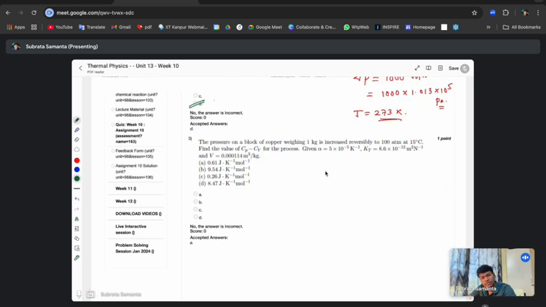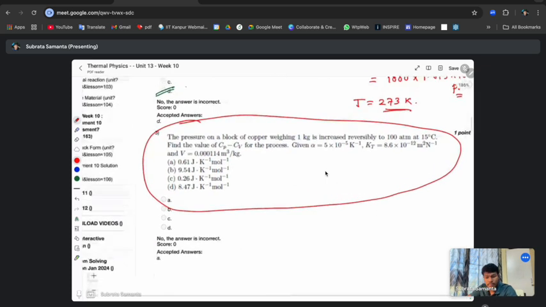In the next question, the pressure on a block of copper weighing 1 kg is increased reversibly to 1000 atm at 15 degrees centigrade. Find the value of Cp minus Cv for the process, where alpha, Kt and volume are given. The volume is given in meter cube per kg, not per mole, so you first convert this to per mole.